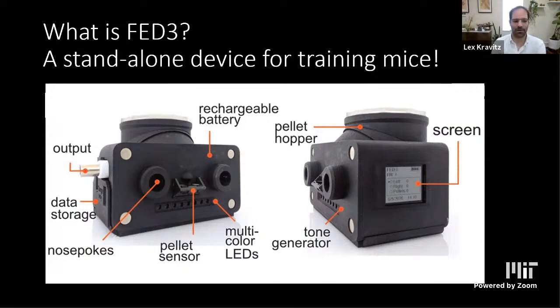So it's battery powered, it stores its own data. Its main application is that it's a pellet dispenser. So when the mouse does things correctly, it gets a pellet. And the way that the mouse interacts with it are through these two nose pokes. And we'll see some videos of mice interacting. So we can program it. So, poke on the left side and you get a pellet, or we can have something more complicated, like poke on the left side and then poke on the right side and get a pellet, or any combination like that.